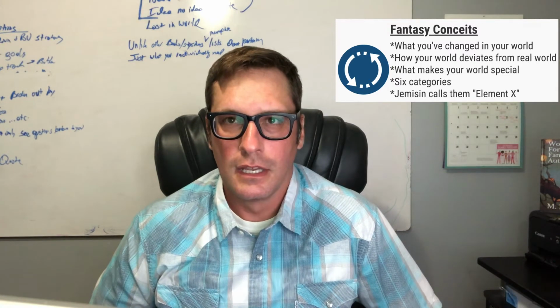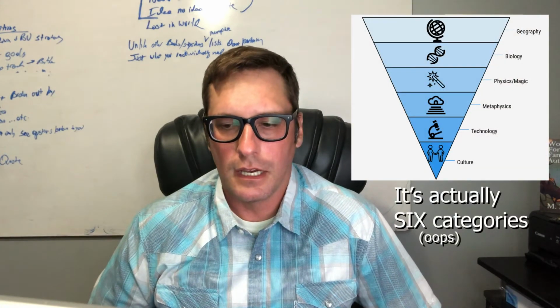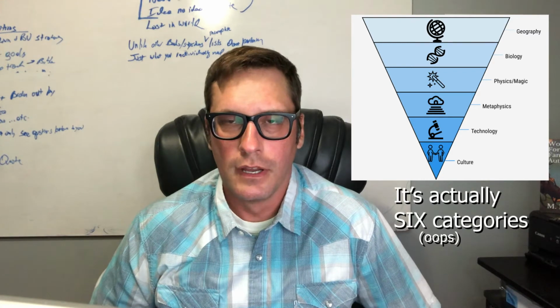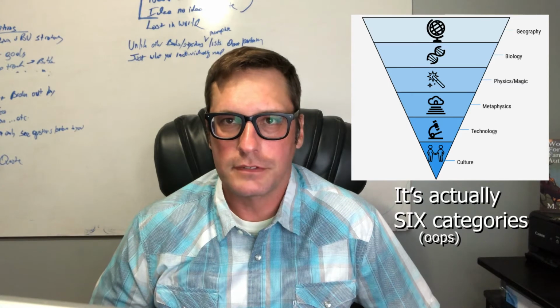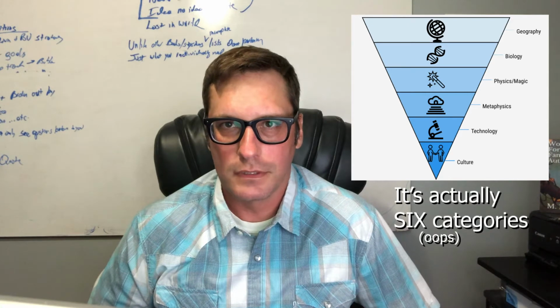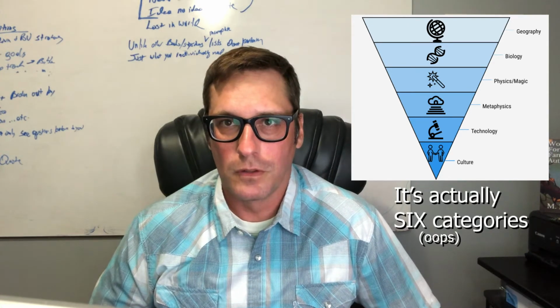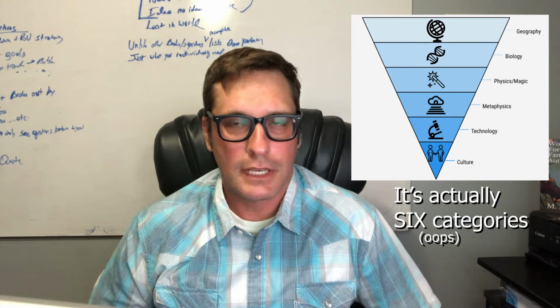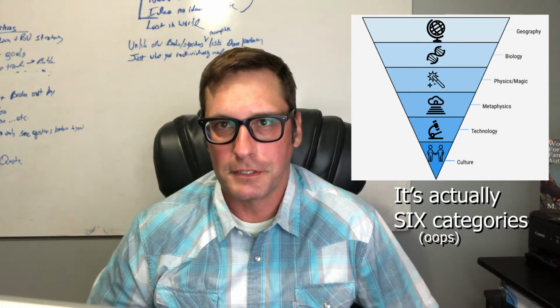Fantasy conceits usually fall under 8 categories: geography, biology, physics and magic, metaphysics, technology, and then culture. And they go down this pyramid that's hopefully showing up on the screen right now, where the changes made higher up in the pyramid, like geography or biology, have larger effects on the world itself. Mind you, a lot of the things that show up in the stories or in the world are details further down the list, in technology and culture.